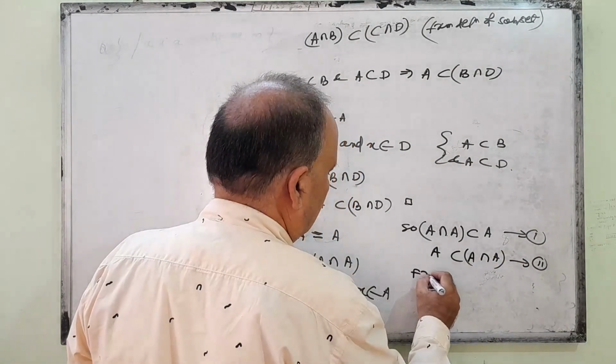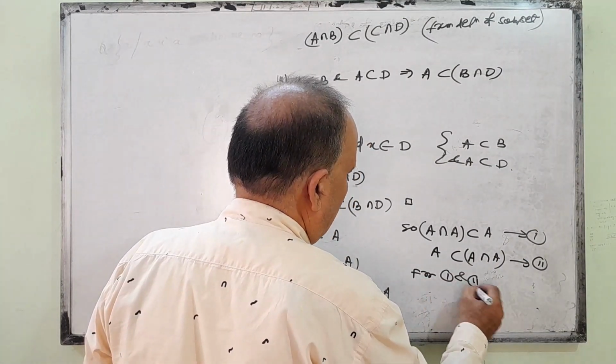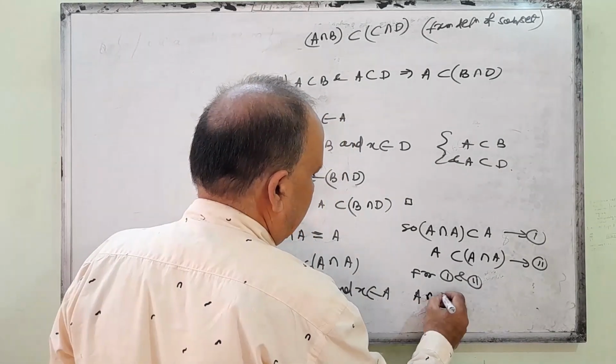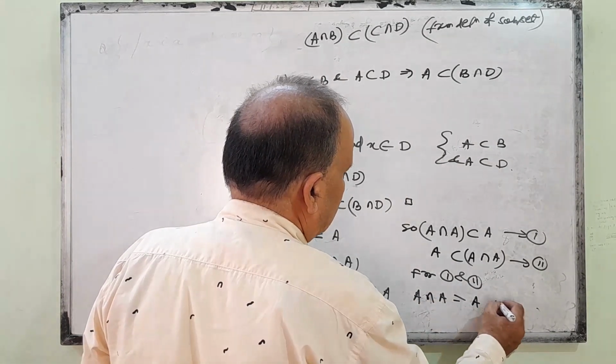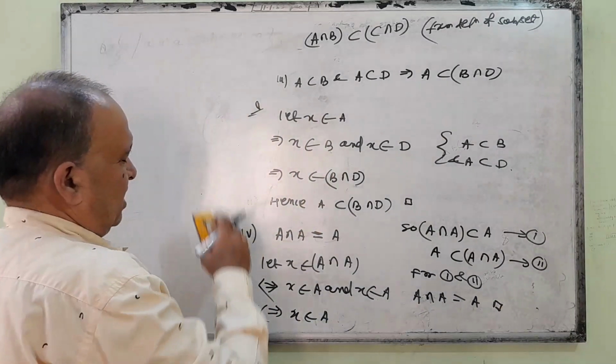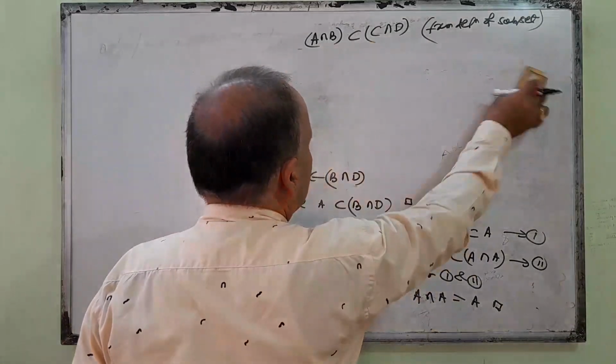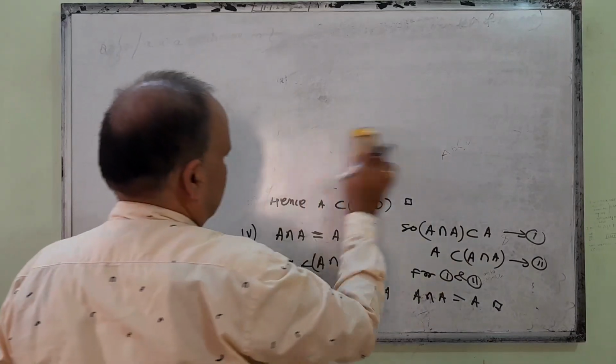From 1 and 2, it is clear A intersection A is equal to A. It means intersection is idempotent. Intersection is idempotent, not union.